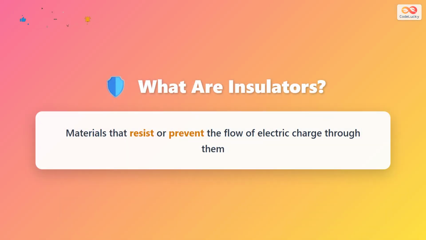Now let's look at the opposite type of material, insulators. Insulators are materials that resist or prevent the flow of electric charge through them. You can think of insulators as barriers or walls that block electricity. Unlike conductors, when you try to pass current through an insulator, the charges cannot move freely. This property makes insulators essential for safety in electrical systems. They protect us from electric shocks and prevent short circuits by keeping electricity confined to where it should be.